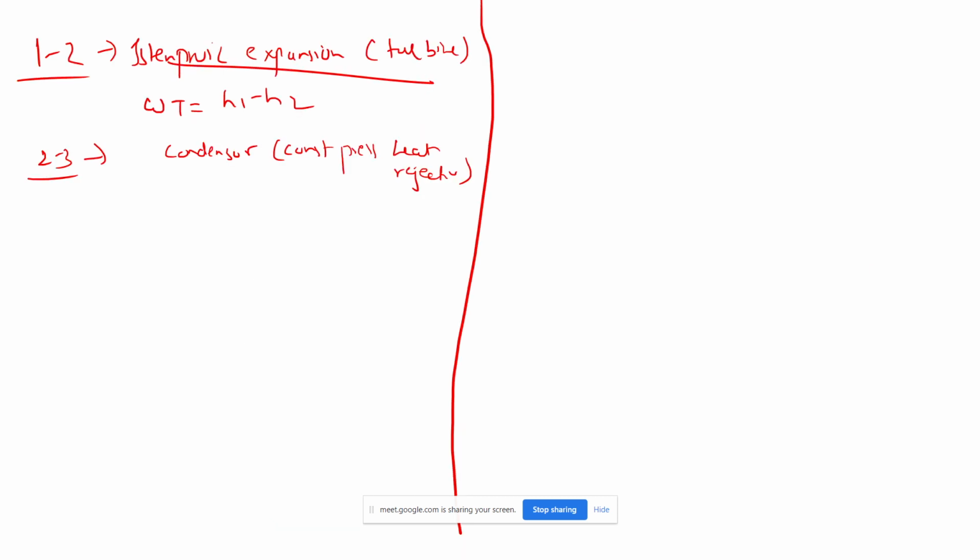Okay, so for the condenser heat is rejecting, so it will be Q_R, you can say. What will be the Q_R? It will be h2 minus h3. Similarly, now for 3 to 4, it will be pump isentropic compression, or inside the pump it will take place.